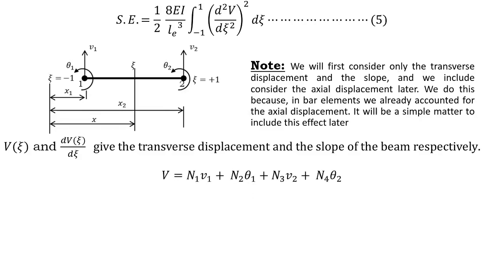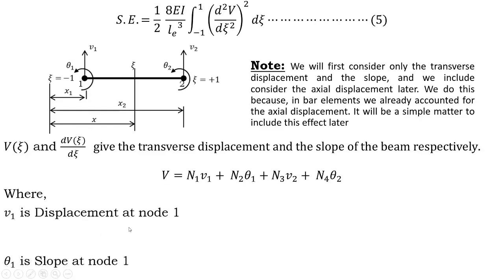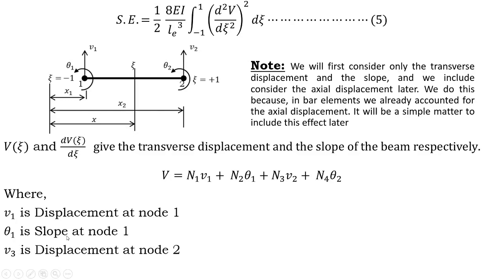Therefore, if I want to find the displacement at any random distance in the beam, I need to take the help of the shape function. I have mentioned here, the displacement in the beam v is equal to n1 v1 plus n2 theta 1 plus n3 v2 plus n4 theta 2. This is the equation. By knowing the displacements at the nodes, that is v1, theta 1, v2, theta 2, and n1, n2, n3, n4 as the shape functions, I can find the displacement at any random distance in the beam, where v1 is the displacement at node number 1, theta 1 is the slope at node number 1, v2 is the displacement at node number 2, and theta 2 is the slope at node number 2.